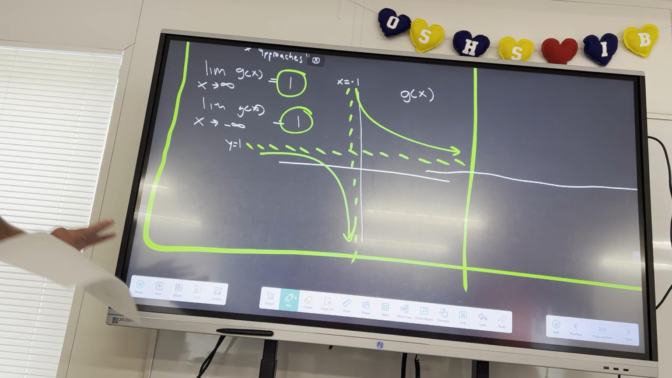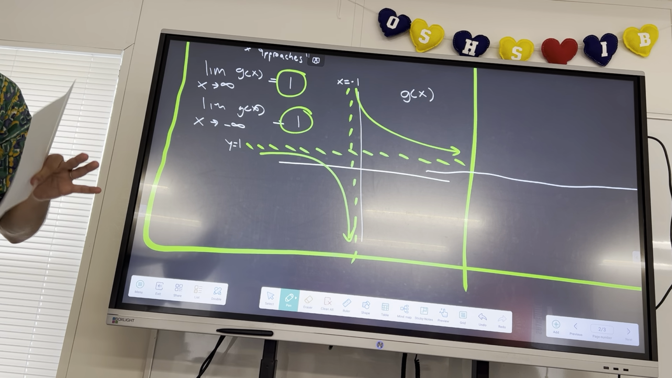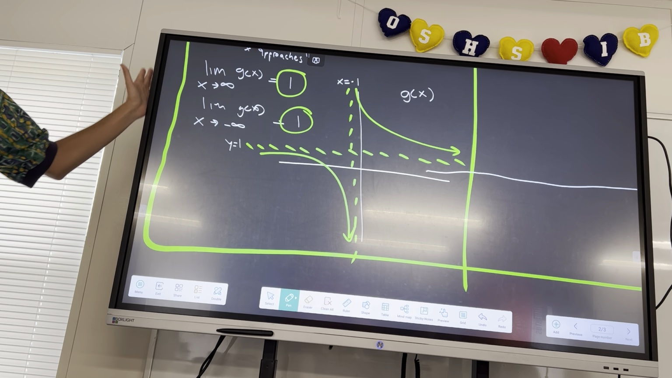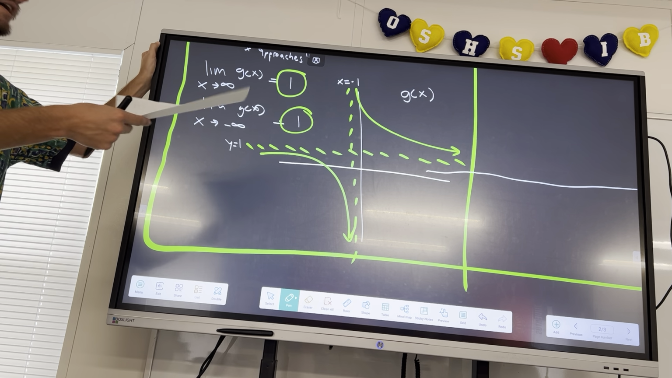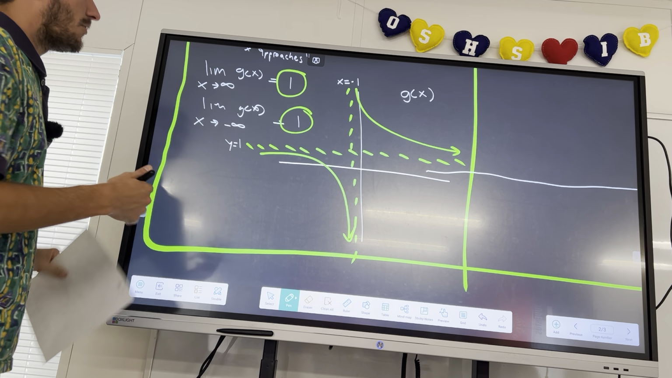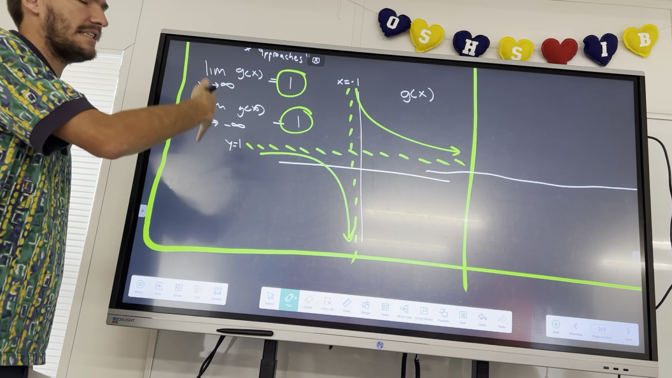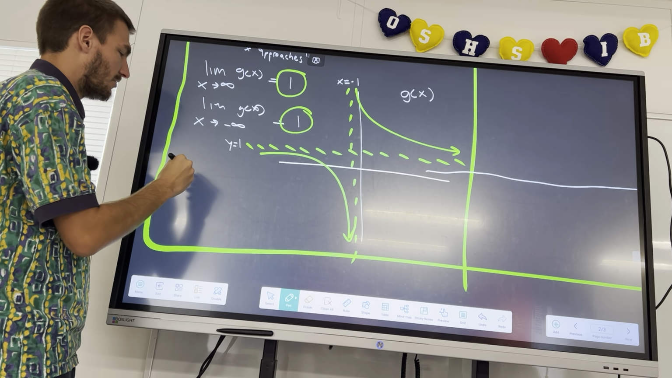So limits are from 5.1, which is calculus, but limits are not bad, right? It is literally just a way for you to talk about asymptotes a little bit better. Now, here's where limits, this was so super easy. Here's where it could get a little bit ugly all of a sudden.